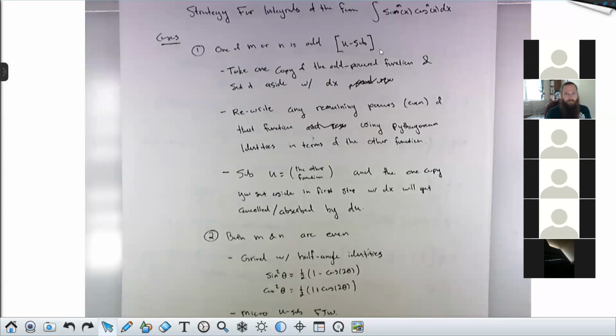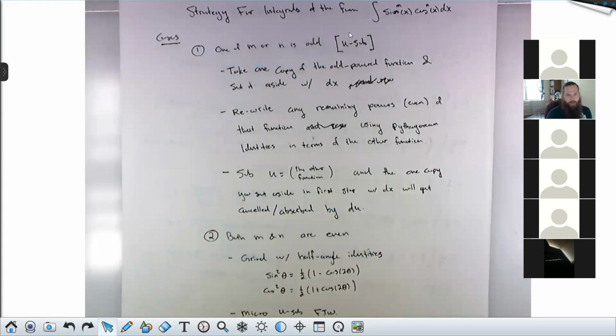So I've tried to say this as nicely as I can without introducing more notation. But your textbook is very granular about this. So if you want something a little more detailed than these outline strategies, you can look there as well. The basic idea for the sine cosine integrals is either you have an odd power or you don't.